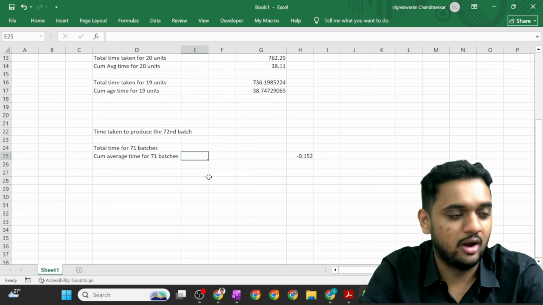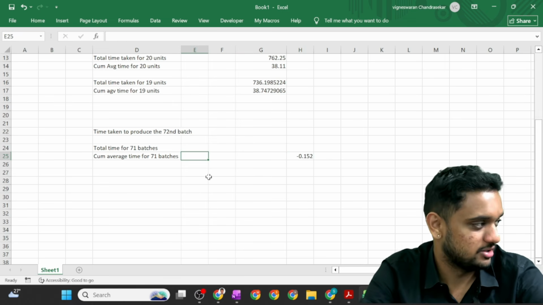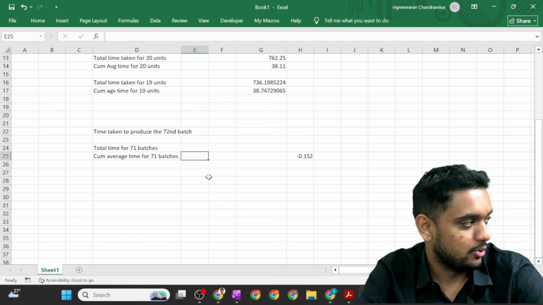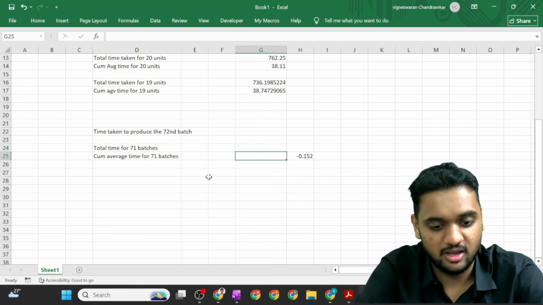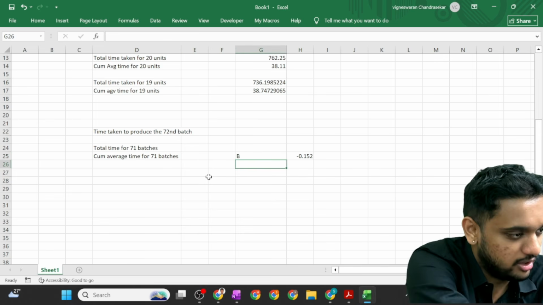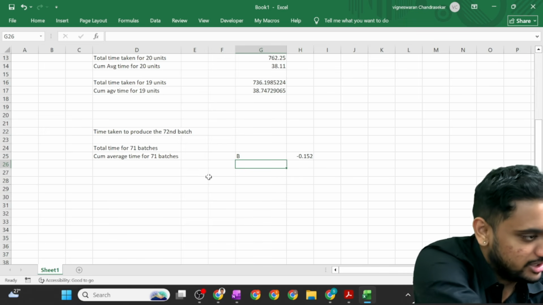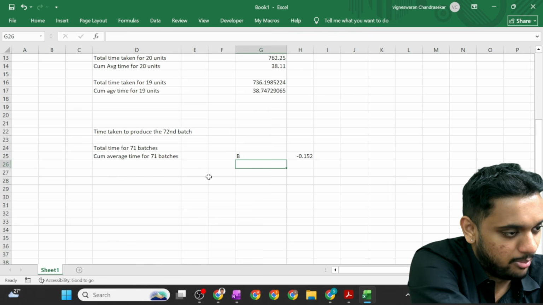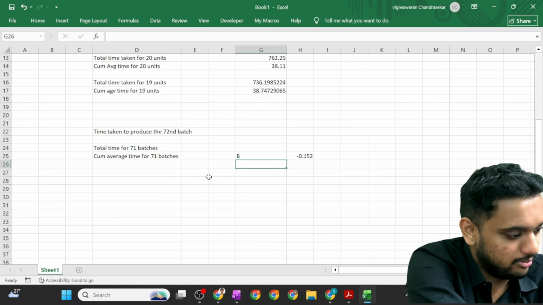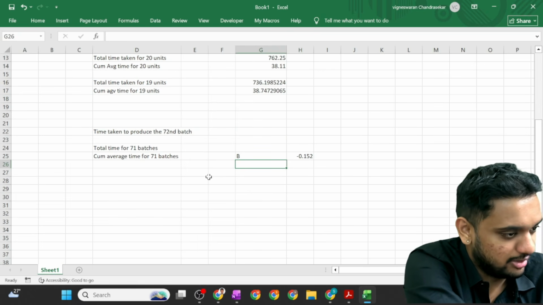Now come to 71 batches. What is the formula for cumulative time? Y is equal to A into x to the power b. This is what we found as b. So you have to write b above the cell. The examiner will then know you found b, and they will link this answer.